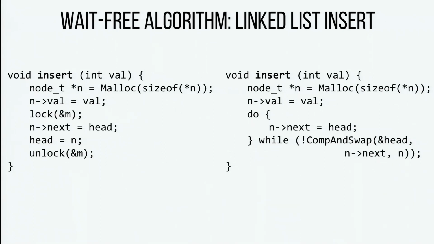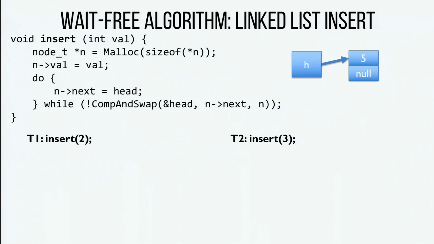All right, so let us look at this one I made into a horrible animation. We'll see if this works. We have two threads. We have a linked list that's starting off where our head is pointing to a single element with the value 5, and there's nobody else in our linked list. Thread 1 wants to insert the value 2. T2 wants to insert the value 3.